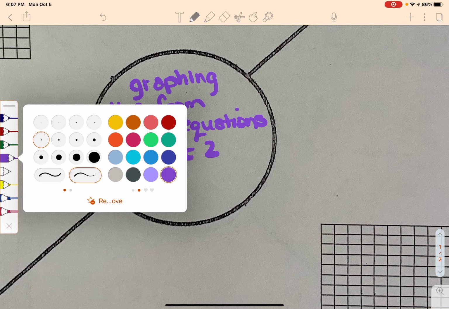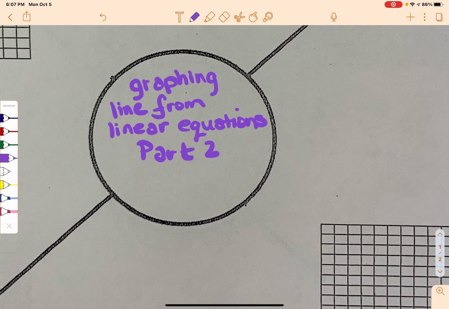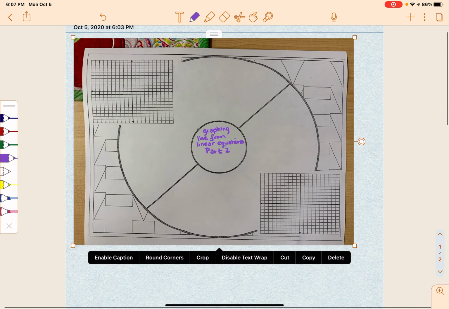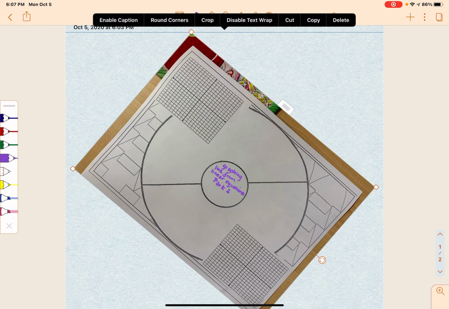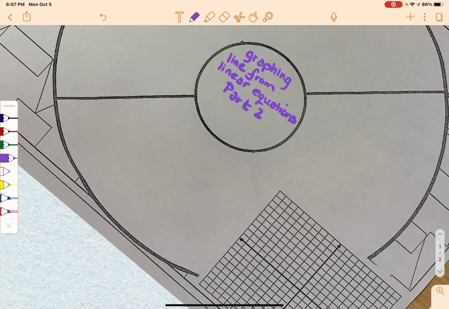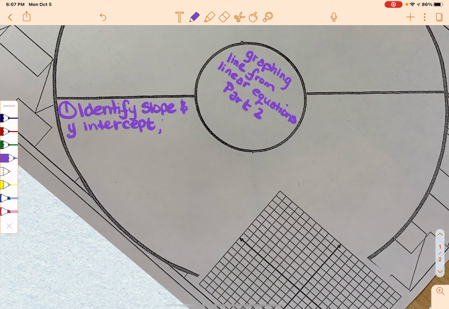Sorry about that, guys. Okay, so let's start to work through some of the ones that we have. So like we've done before, I'm going to take this paper and kind of turn it as we need to be able to write on it and then just keep graphing. So here's my first one. I'm still going to be trying to identify the slope and the y-intercept. And then we're going to graph.